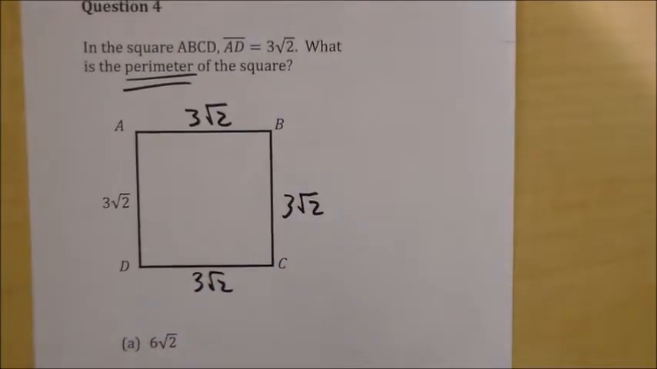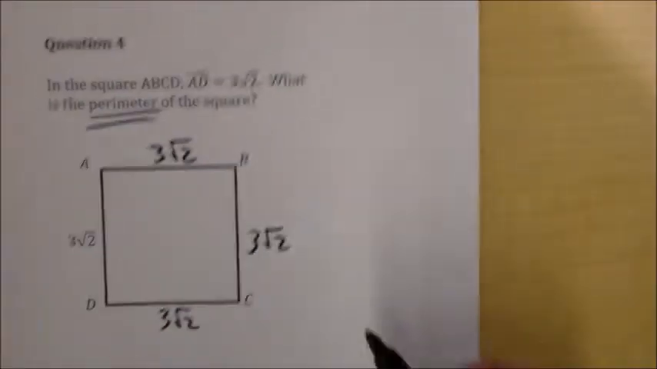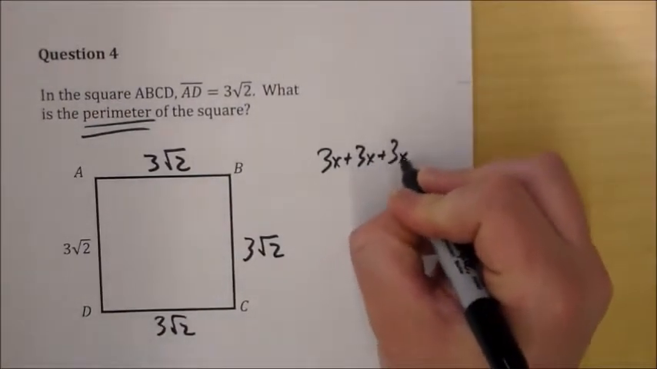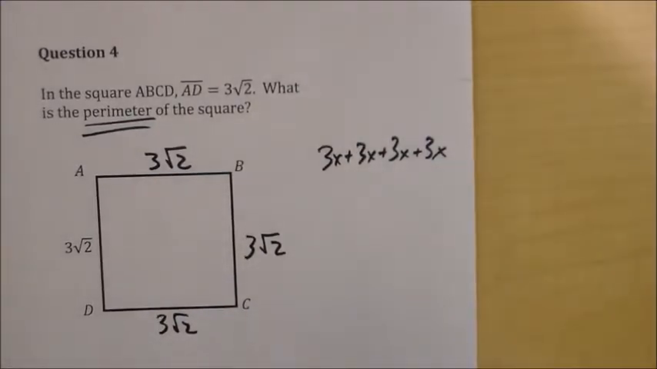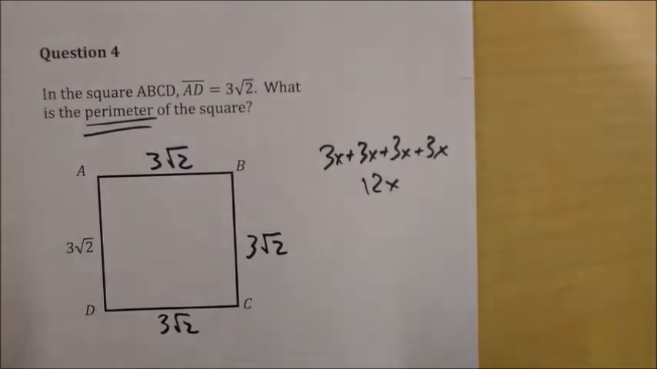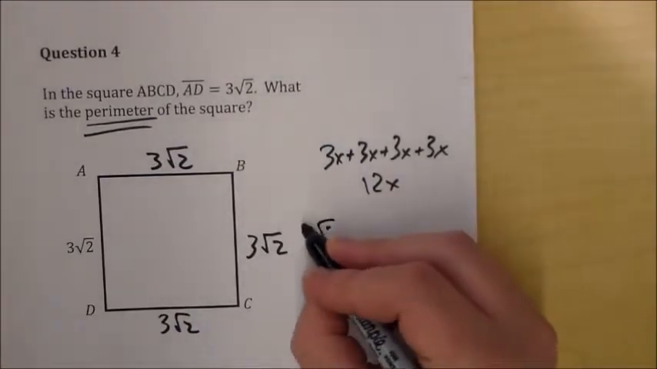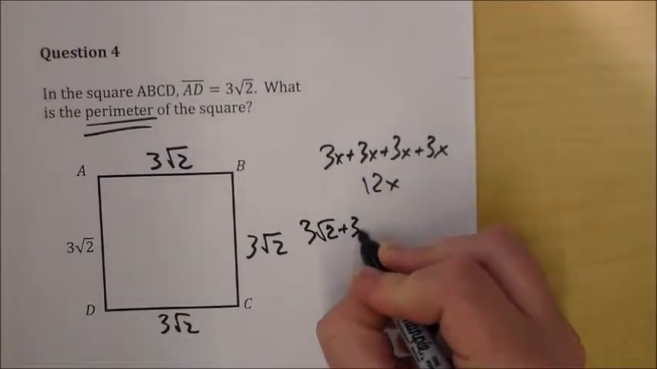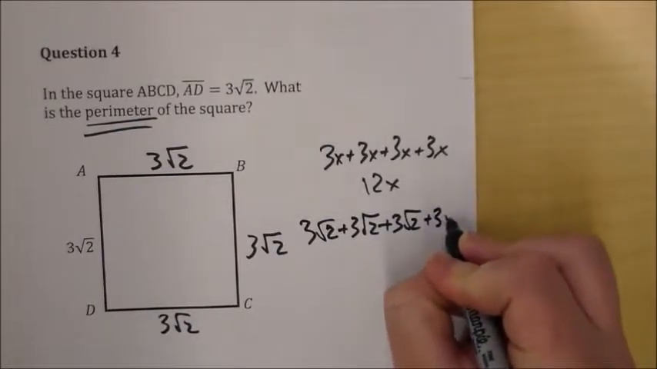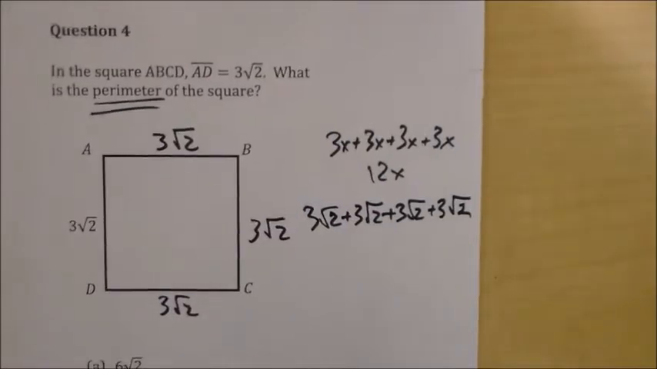All the side lengths of a square are the same. We've got to add all these up together. And if I told you what is 3x plus 3x plus 3x plus 3x, I bet each and every one of you would say 12x. Now I'm telling you, 3 times the square root of 2 plus 3 times the square root of 2 plus 3 times the square root of 2 plus 3 times the square root of 2 follows the same principle.